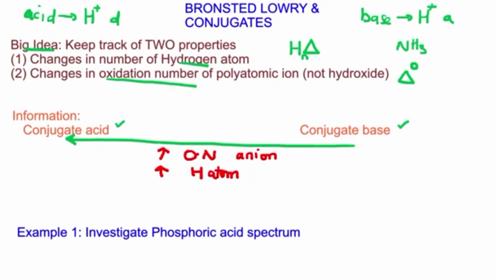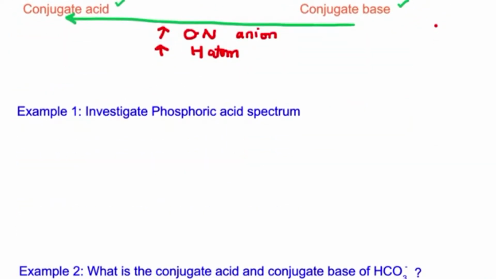So now that these big ideas and information are out of the way, let's work with a specific example right here, which is a phosphoric acid spectrum. We know that phosphoric acid is H3PO4, and let's go with decreasing the number of hydrogen atoms right there. So we're going to go to H2.